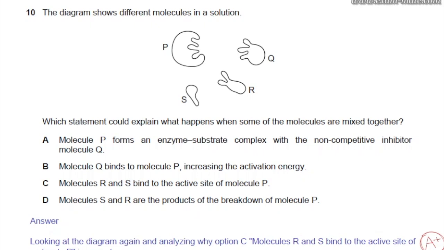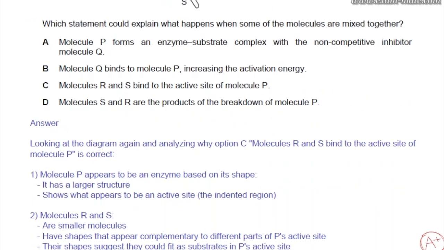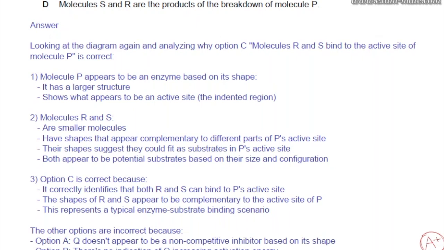Looking at the diagram again and analyzing why option C, molecules R and S bind to the active site of molecule P, is correct. 1. Molecule P appears to be an enzyme based on its shape. It has a larger structure and shows what appears to be an active site, the indented region. 2. Molecules R and S are smaller molecules. They have shapes that appear complementary to different parts of P's active site. Their shapes suggest they could fit as substrates in P's active site. Both appear to be potential substrates based on their size and configuration.